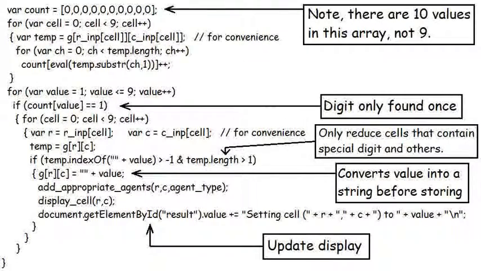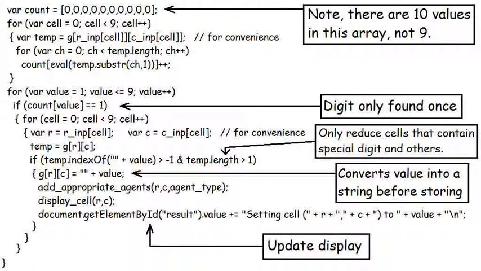The second test is a little more complicated and is a 2-stage process. Firstly, we need to count how many times each digit appears in the row, column or nonnet. A temporary array count is set up. Please note that this array will need 10 elements, not 9, since array elements are indexed from 0.